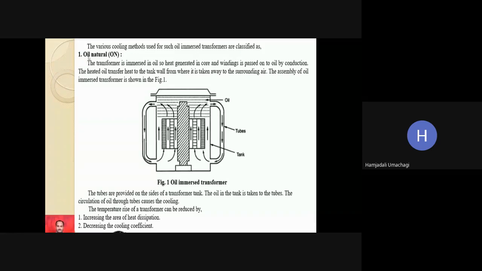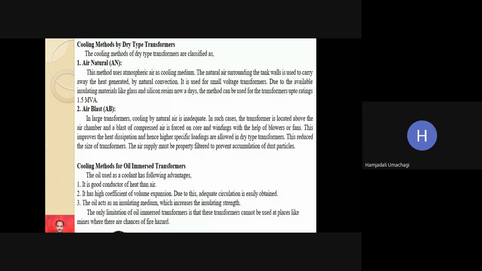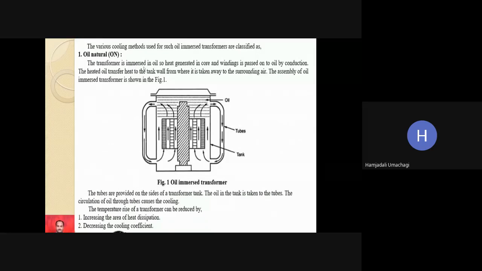Now let us see the various cooling methods for oil immersed type of transformer. The first cooling method is oil natural. So remember, now we are going to see different cooling methods for oil immersed type, where oil will be used. So the first one is what? Oil natural. So oil natural, let us see.